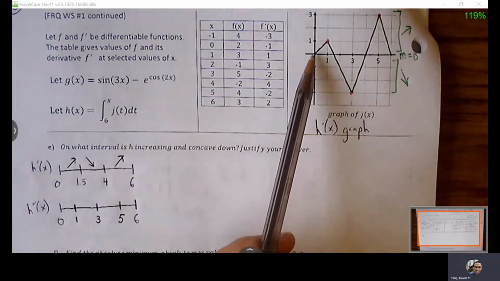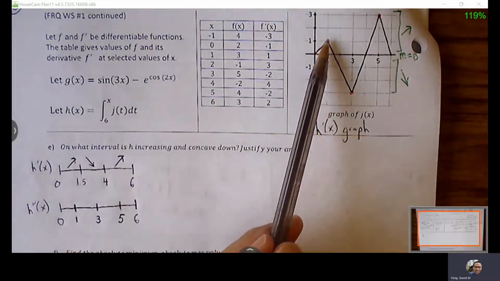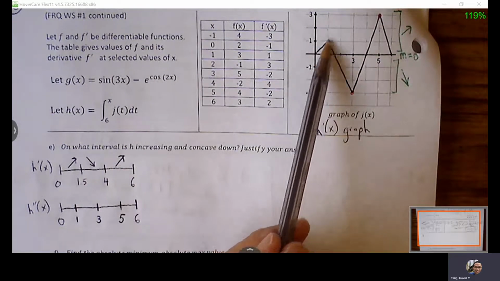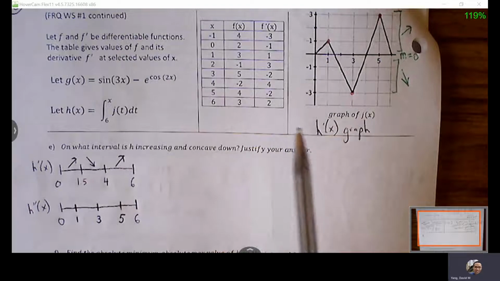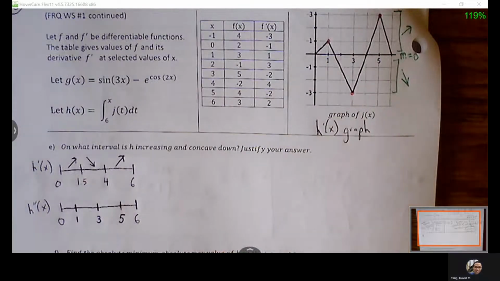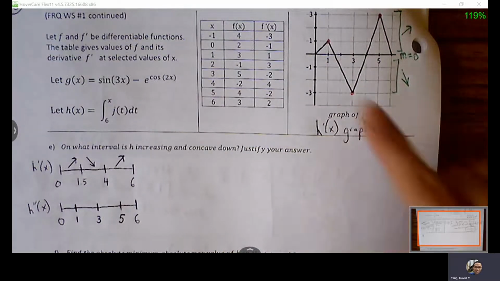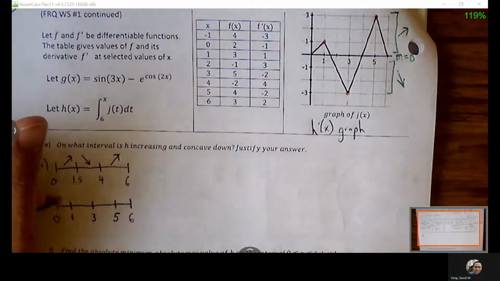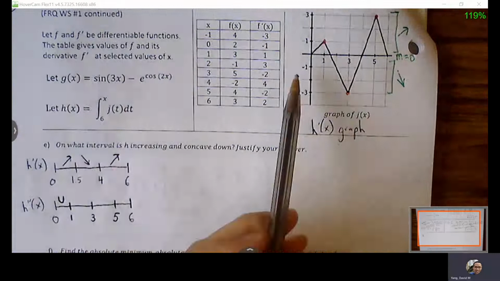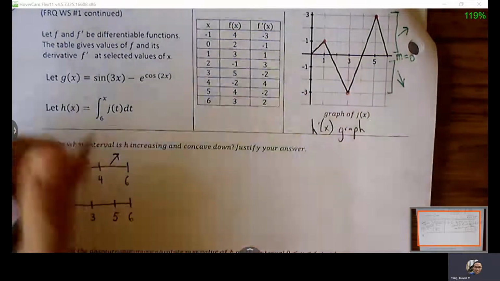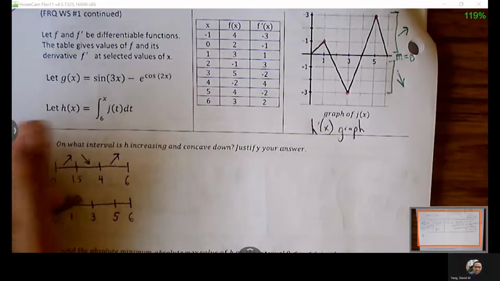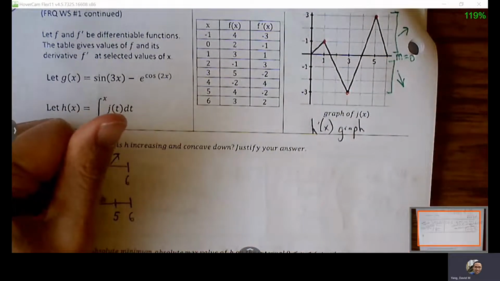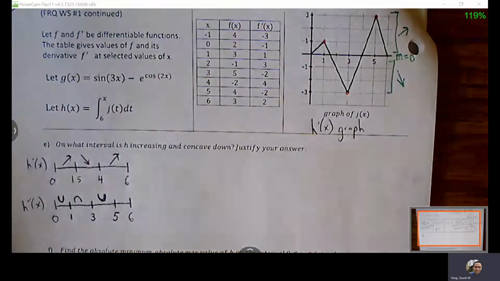Okay, so between 0 and 1, concave up. So now we look at the slope. Okay, we look at the slope. If the h prime graph is rising, that's going to translate to be a concave up graph. Concave up. Between 1 and 3, concave down. Between 3 and 5. Between 5 and 6.